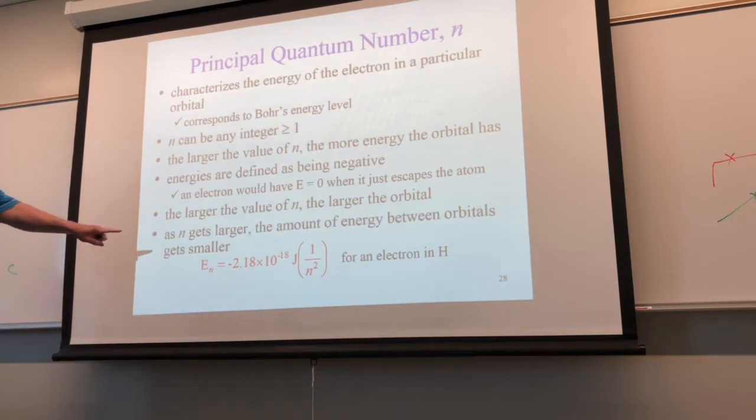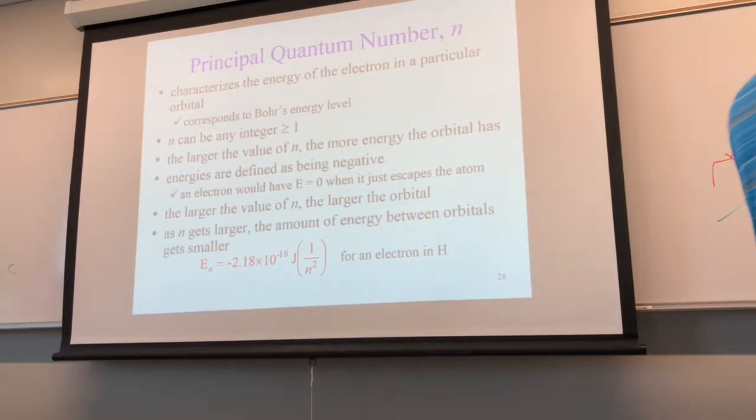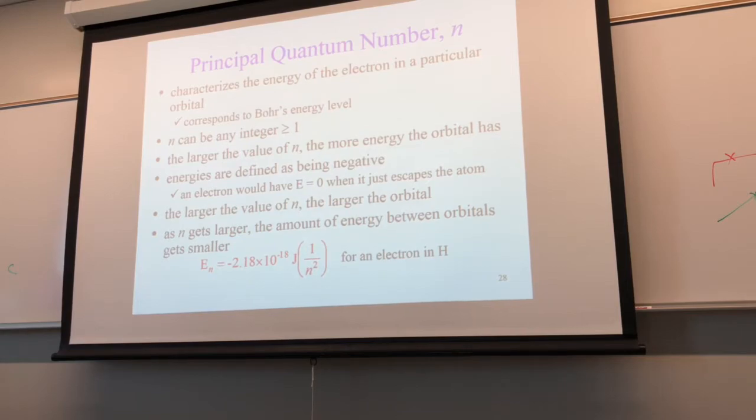This number right here, does anybody know where that number comes from? That's h times c times the Rydberg constant. Those three numbers multiplied together. So it's like, oh wow, this is the Bohr constant, but it's really those three constants multiplied.